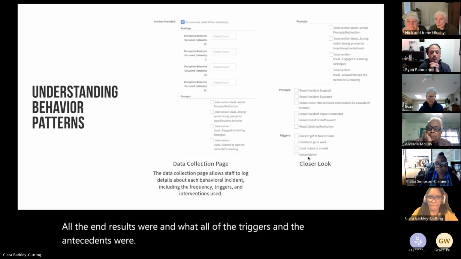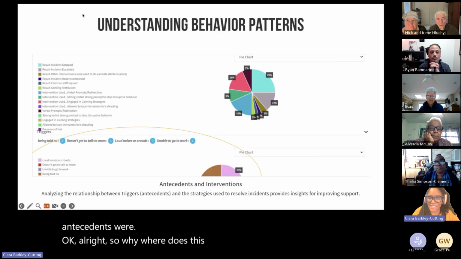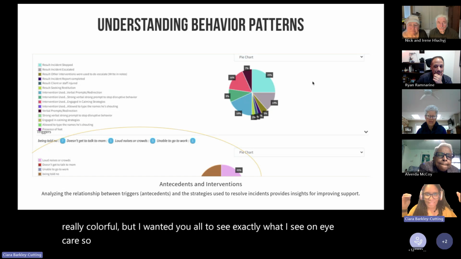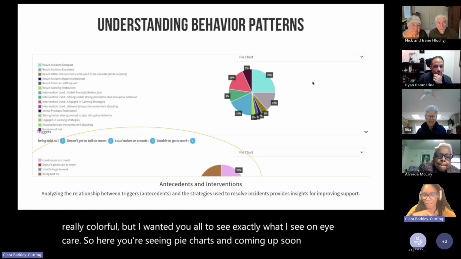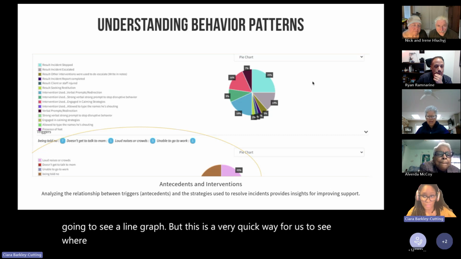Okay. All right, so where does this go? Now, this is where it gets really colorful, but I wanted you all to see exactly what I see on iCare. So here you're seeing pie charts, and coming up soon, you're going to see a line graph. But this is a very quick way for us to see where the ratios are going.